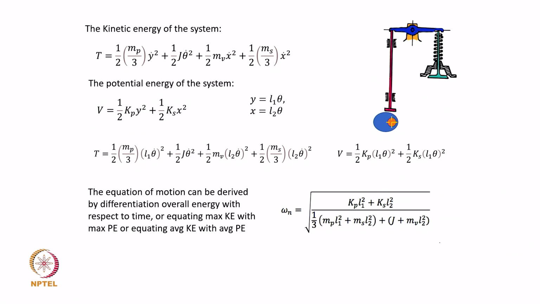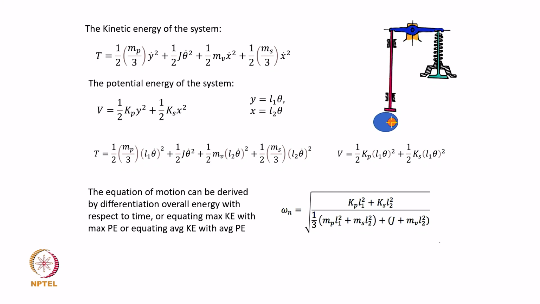So, Kp and Ks, the push rod stiffness and the spring stiffness, appear in the numerator, and the mass of the push rod, that of the spring, that of the valve, and the rocker arm inertia, they all appear in the denominator as we expected. So, that is how the natural frequency expression has been obtained.